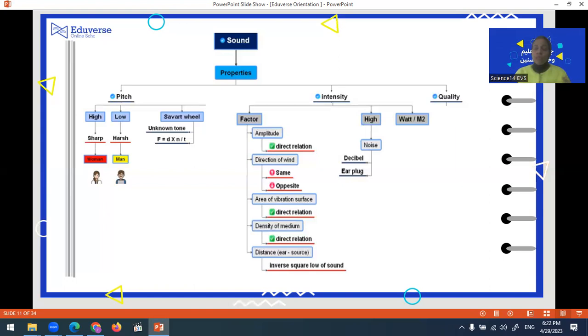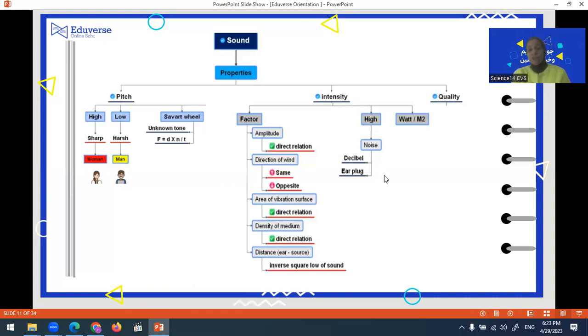But when we are talking about the unit of the sound intensity, not the level of the sound intensity or the noises, but the intensity itself, we use only the unit called watt per meter square. Watt per meter square. We can avoid the hazards of these noises by using ear plugs, which are made from silicon, and we can find them in any pharmacy.